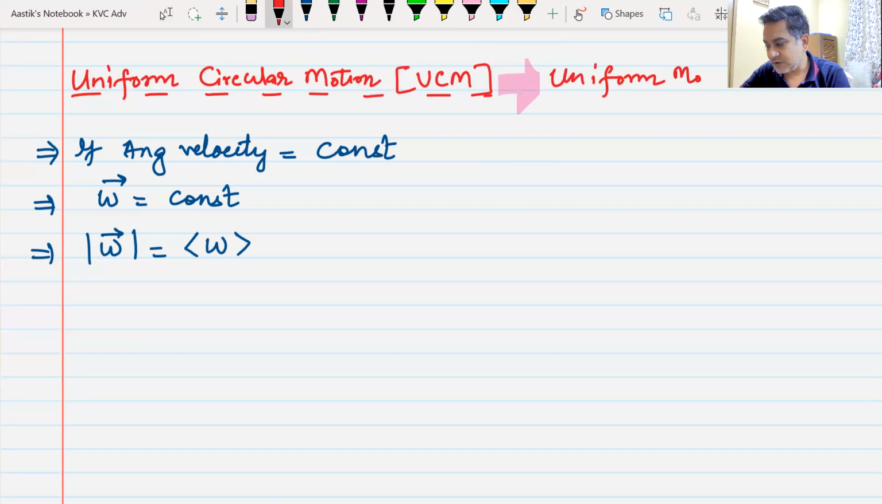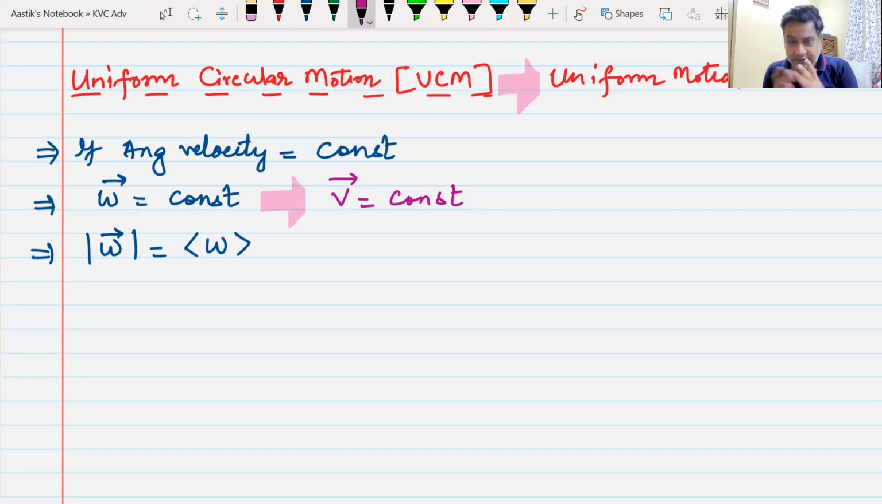Uniform motion. When do we say the motion is uniform? When velocity vector v is constant, or your omega vector is constant. They cannot be the same, because when velocity is constant, the particle keeps moving in the same straight line with the same speed. But when angular velocity is constant, it keeps changing its direction. So motion-wise they are not the same, but conceptually they are the same.